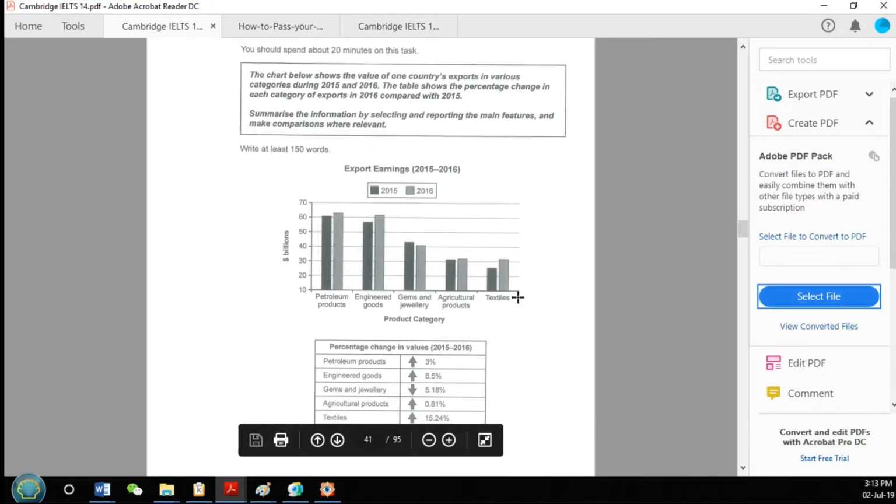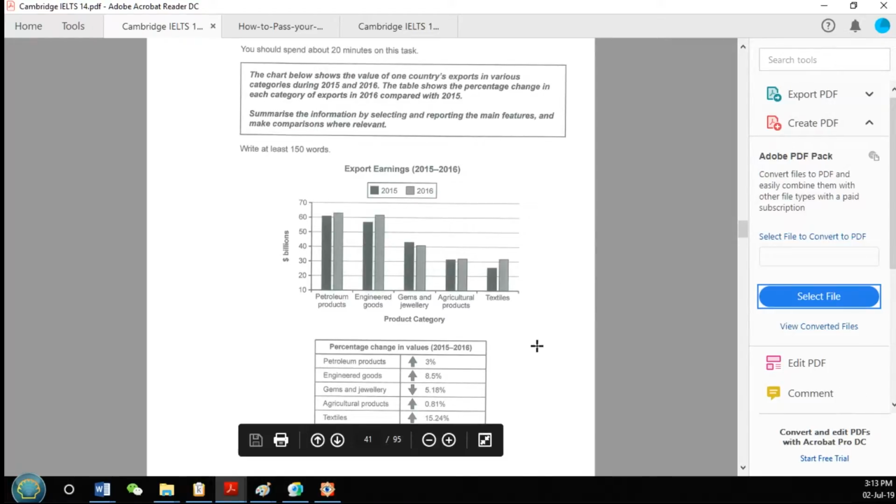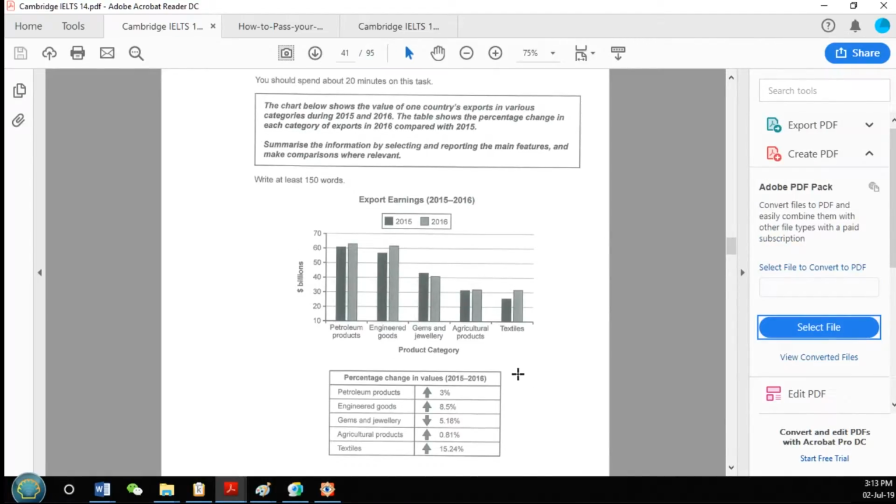And now you can see the full instructions on the screen. So what we want to do is have a quick look at what's there. We can see there's a bar chart. We can see that there's 2 years. We can see different categories. And in the table, we can note that it's about percentages. And below the bar graph, we've got a table.